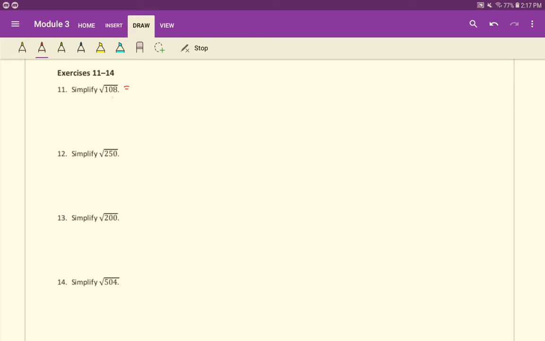You can tell something's divisible by 9 if you add up all the digits, and that number is divisible by 9. So for example, 1 plus 0 plus 8 equals 9, which divides evenly by 9, so we can divide it by 9. So it's going to be root 9 times root 12. Okay, and so the square root of 9 then is going to be 3 times the square root of 12.